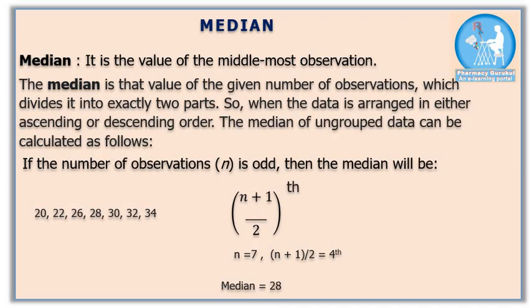So here n equals 1, 2, 3, 4, 5, 6, 7. There are 7 observations, meaning n equals 7. 7 plus 1 equals 8. 8 by 2 equals 4. This means the fourth observation will be the median. Here the fourth observation is 28.